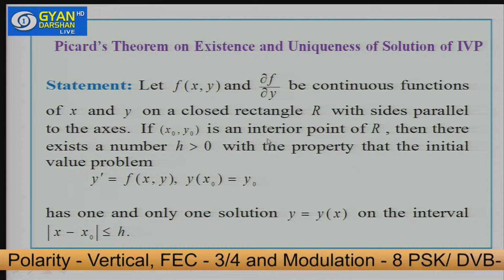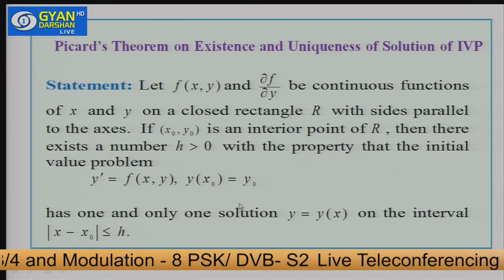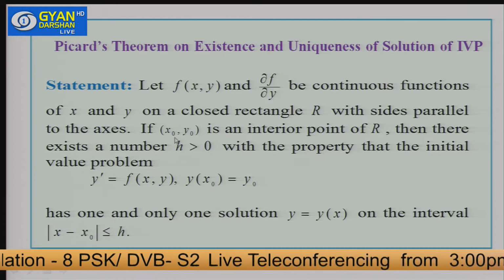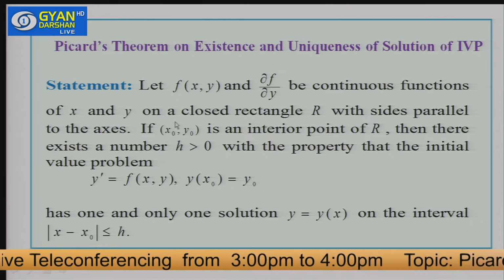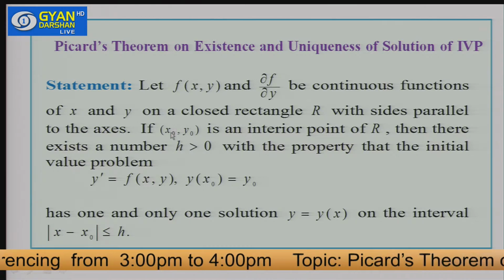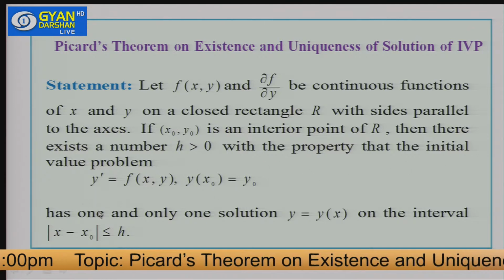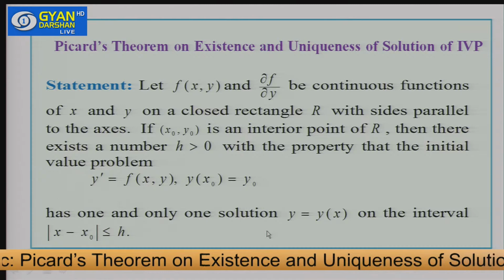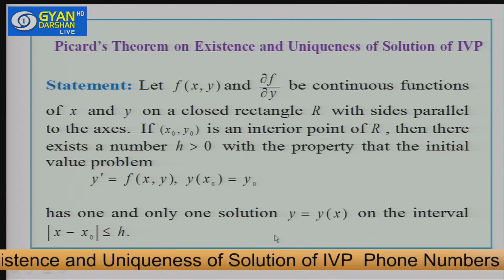there exists a number H0. H0 is a small positive real number, and using this H0 we are going to build a small domain around this point. That's why we are taking H0 greater than 0, with the property that the initial value problem has one and only one solution. One and only one means this is a unique solution. Okay, and where does the solution exist?